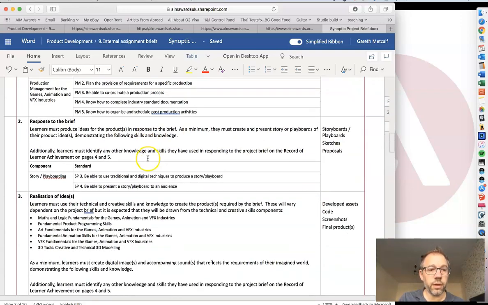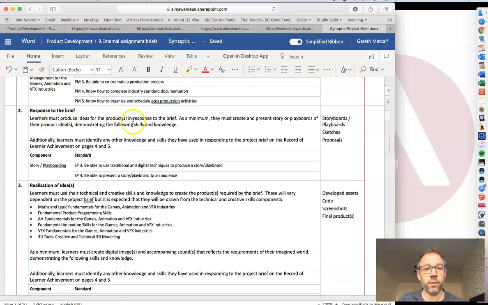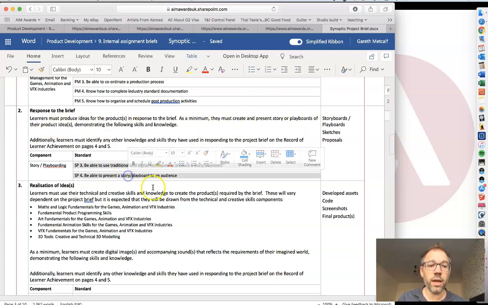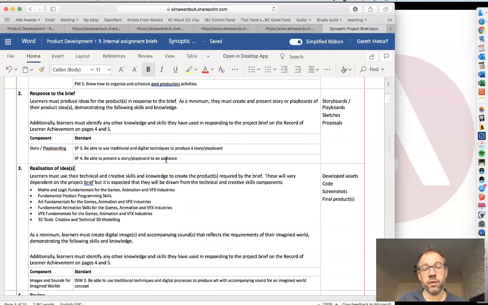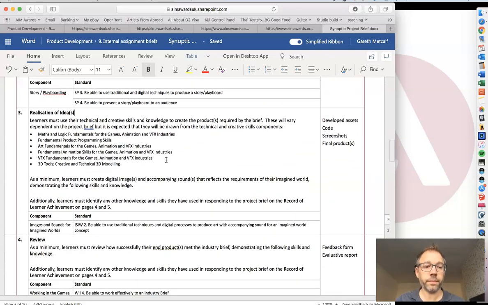Their response to the brief. Learners must produce ideas for the product or products in response to the brief, and as a minimum they must create and present story or playboards of their ideas demonstrating the following. So again, they have to cover those two standards from that one component. But again, they might, in responding to the brief, use other knowledge and skills from elsewhere in the qualification, and again, they would tick that on the record of achievement.